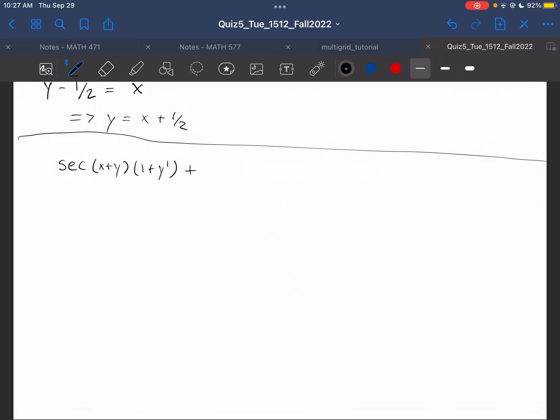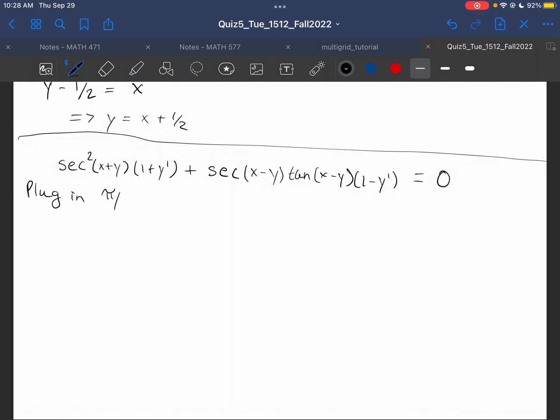And then the derivative of secant is going to be, or this is going to be secant squared, and then the derivative of secant is going to be secant of x minus y tangent of x minus y, and then the derivative of the inside is going to be 1 minus y prime, and then the derivative of the constant, which is the right hand side, is 0. So now let's plug in that point.